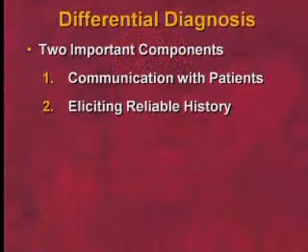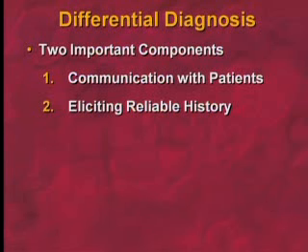There is a very long list of causes for abnormal uterine bleeding, and a perfect way to exemplify the way to determine the exact cause is shown in the process of differential diagnosis. There are two important components to differential diagnosis. The first one is communication with our patients, and the second is eliciting a reliable history.